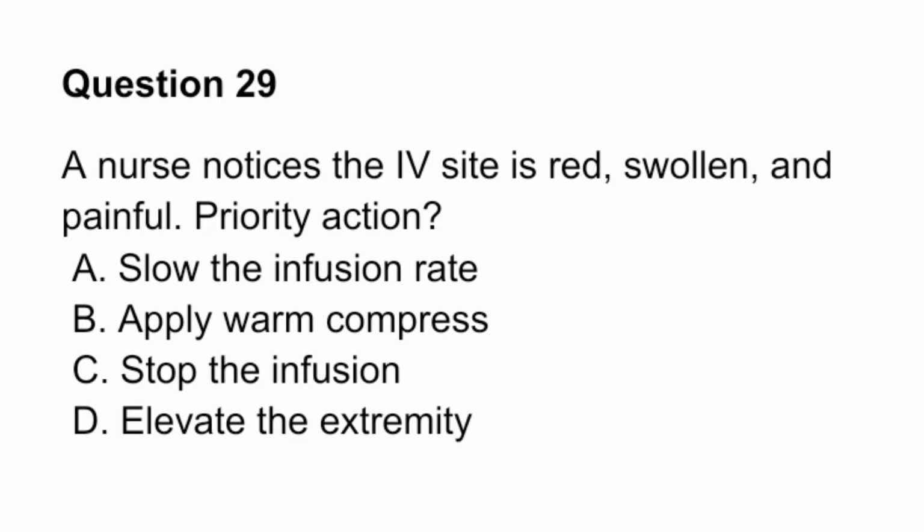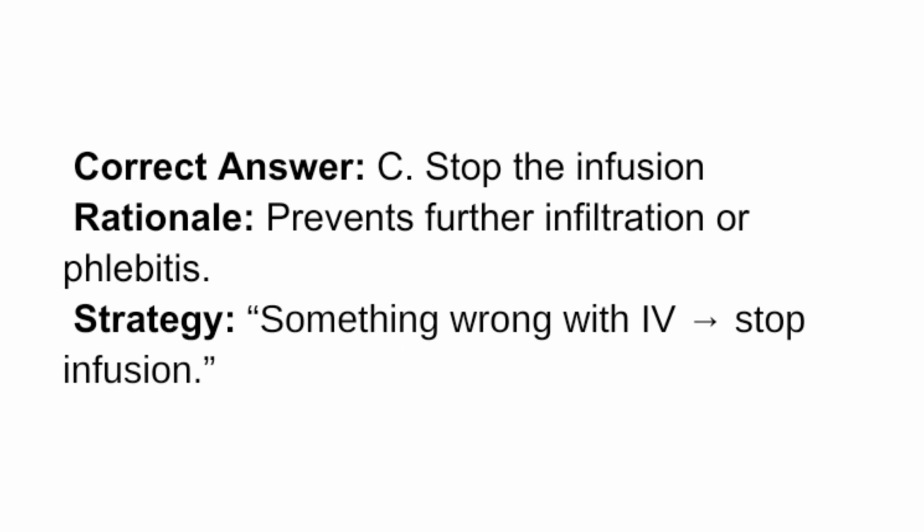Question 29. A nurse notices the IV site is red, swollen, and painful. Priority action? A. Slow the infusion rate. B. Apply warm compress. C. Stop the infusion. D. Elevate the extremity. Correct answer, C. Stop the infusion. Rationale: prevents further infiltration or phlebitis. Strategy: something wrong with IV, stop infusion.